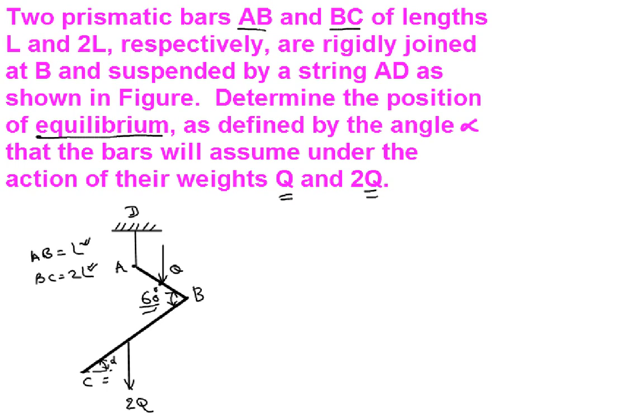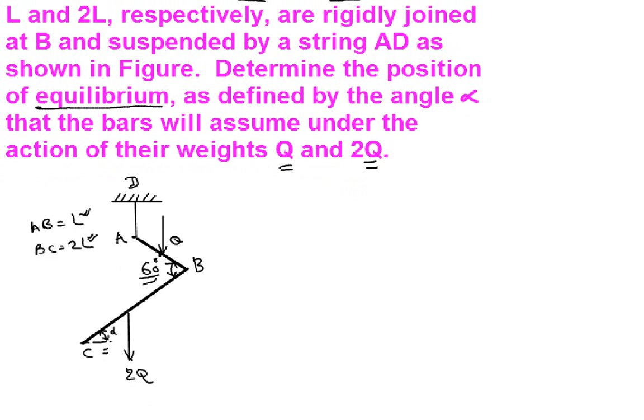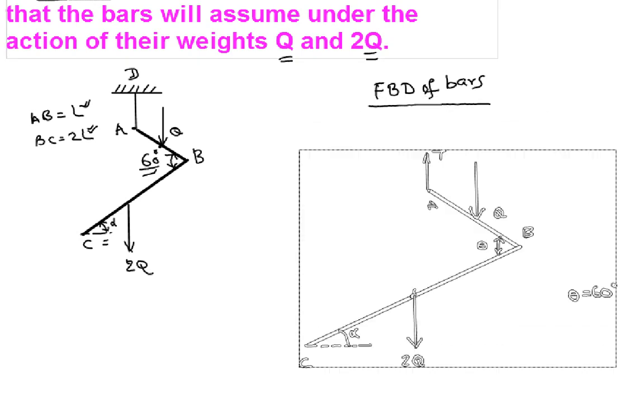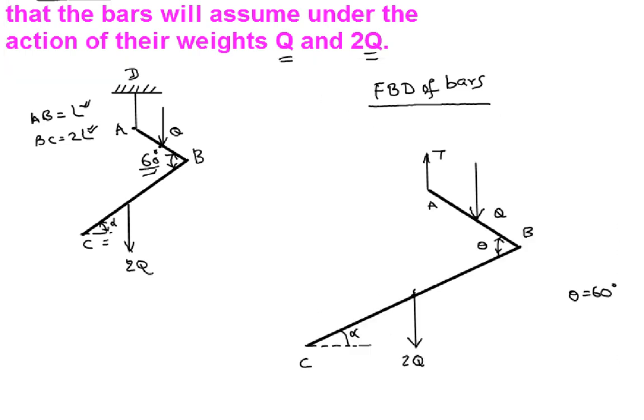That is, this Q will act at a length of L by 2 from point A, and this 2Q will act at a point at a distance of L from point C. To solve this problem, we'll try to draw the free body diagram of the bars put together. Let me quickly bring up the free body diagram here. This is the free body diagram.